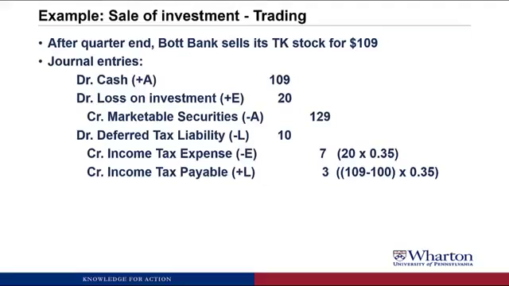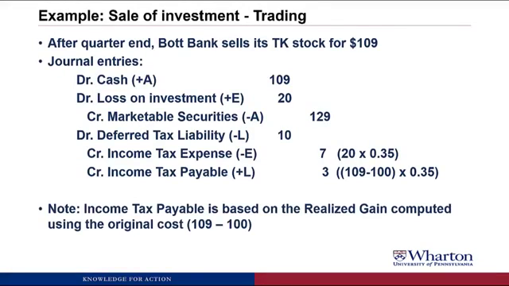And as you can see, everything balanced. The deferred tax liability helped balance out the income tax expense on the books and what we actually owe the government. And again, notice that the income tax payable is based on this realized gain, which is computed using the original purchase price of 100.